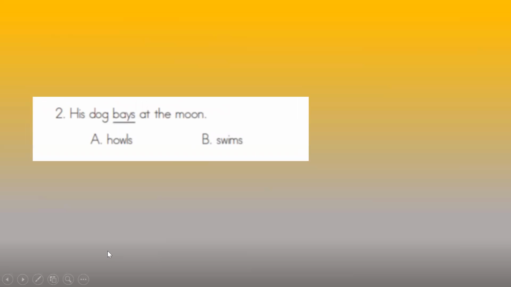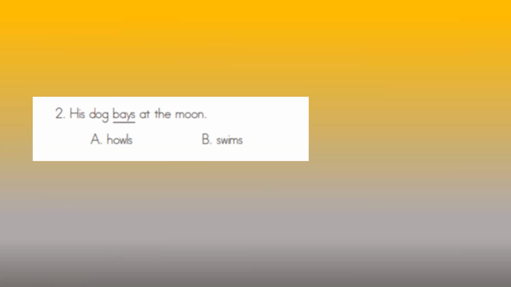Number 2 says, his dog bays at the moon. A says howls. B says swims. We must isolate the word bays. That's the unknown word. What word would fit in that sentence? Let's try it with howls. His dog howls at the moon.